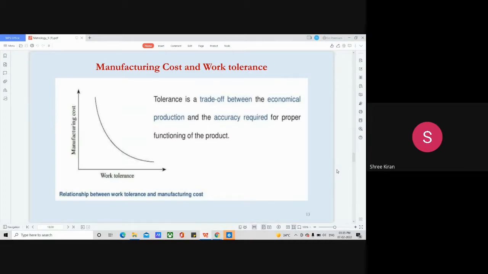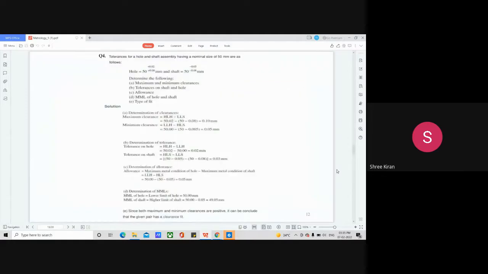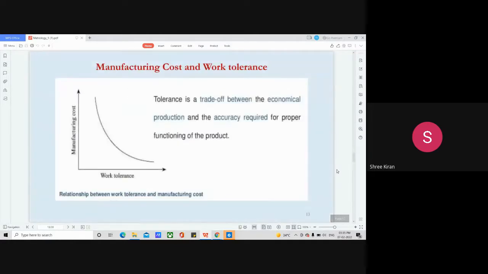So it is always related to the material which has been produced. It should be an economical production and the accuracy should not be compromised. At the same time, it should not increase the production cost. Only then does it become a very successful product.